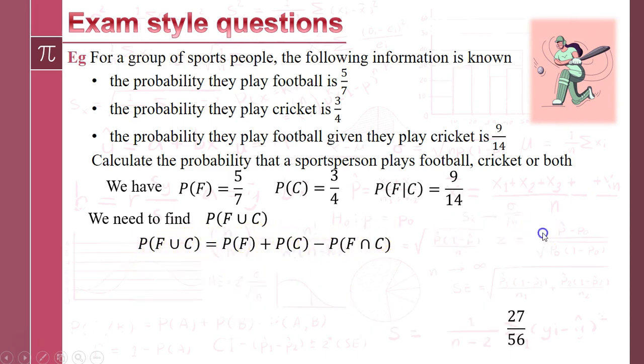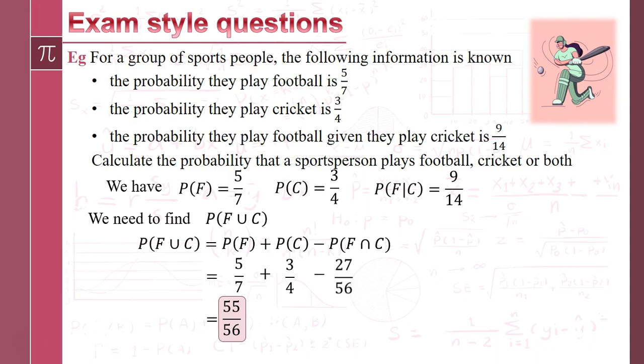So let's just bang all our numbers in. There they go. And so just put them into the calculator, work them all out, however you want to do it. There we go. Probability of F union C, 55 over 56.